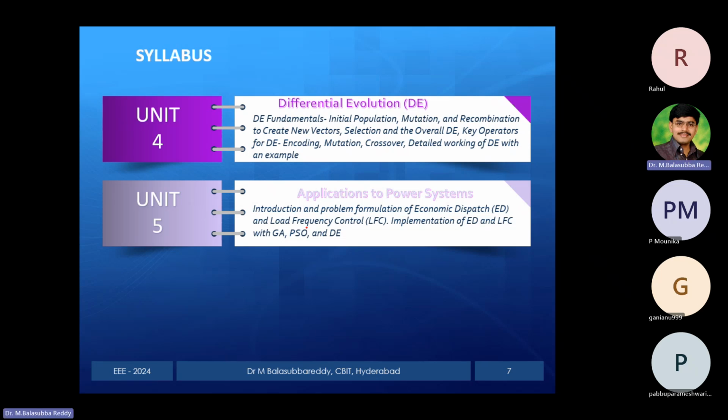Now there are 6 questions in this fifth unit. They are fixed questions. What we can do is, you have to do economic load dispatch with GA, PSO, DE, 3 questions, and load frequency control using a genetic algorithm, PSO, and DE, like that. So these are the total syllabus.